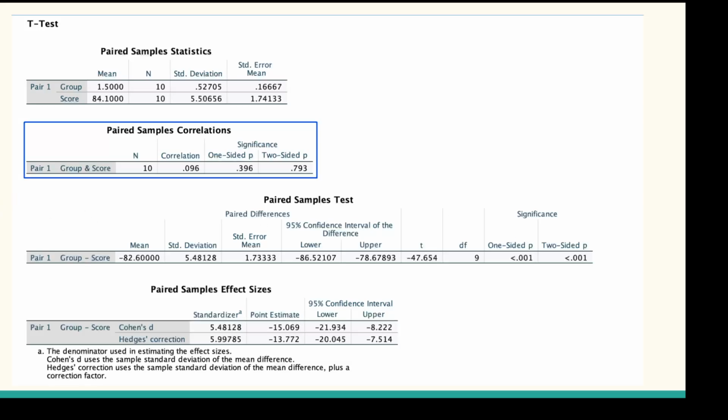Now, if we head on down to the paired samples effect sizes, this section provides the effect size measures. So there's Cohen's d and Hedges' correction. Cohen's d, a measure of effect size, which is quite large, is 5.48128, indicating a very strong effect. And Hedges' correction, another measure of effect size, adjusts Cohen's d for small sample sizes.